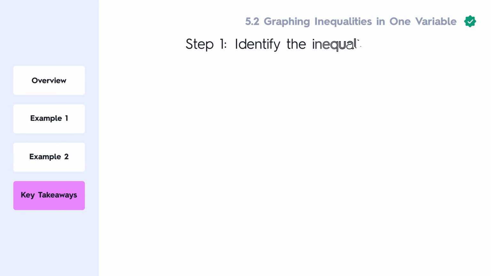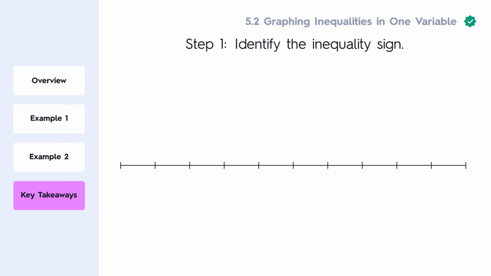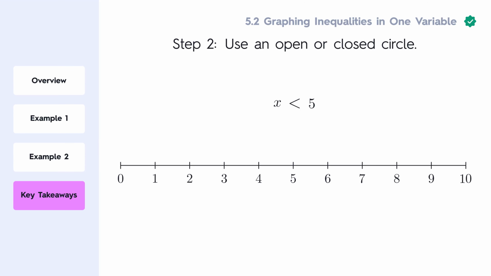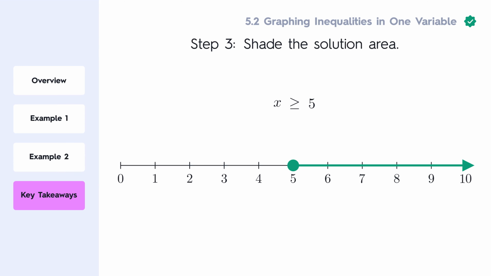We start with identifying the inequality sign. The direction of the inequality sign tells us which side to shade on the number line. Less than and less than or equal to mean we shade to the left, while greater than and greater than or equal to mean we shade to the right. Next, if the inequality is strict, like less than or greater than, use an open circle to exclude that value. For less than or equal to or greater than or equal to, use a closed circle to include that boundary point. Finally, after marking the boundary, shade the side of the line that represents all solutions of the inequality.